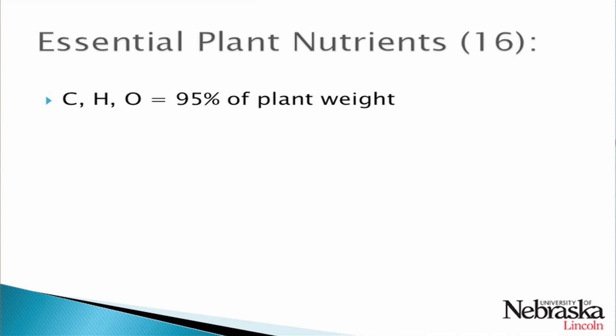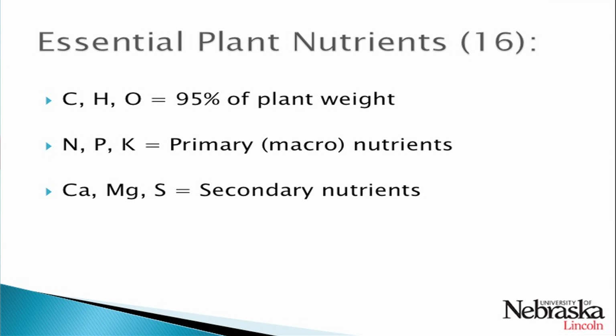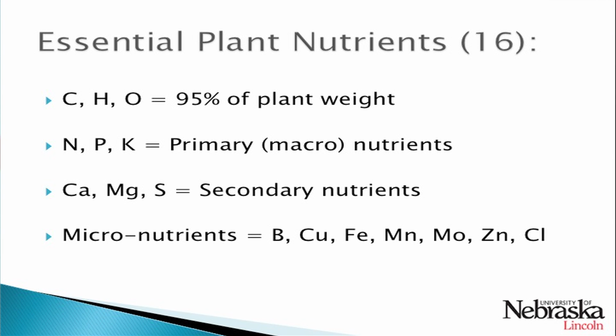So there are 16 essential nutrients. We tend to think of the macronutrients as nitrogen, phosphorus, potassium. Secondary nutrients: calcium, sulfur, magnesium. And then micronutrients, these other 7, 8 or so.